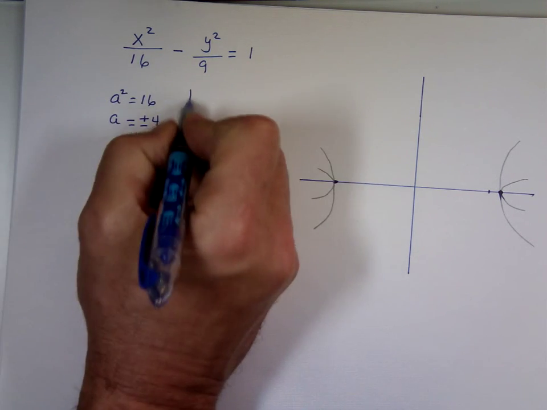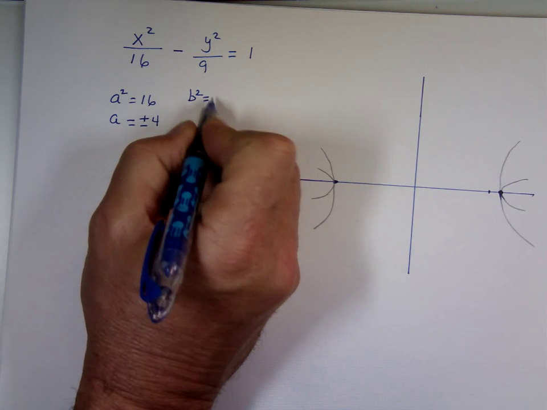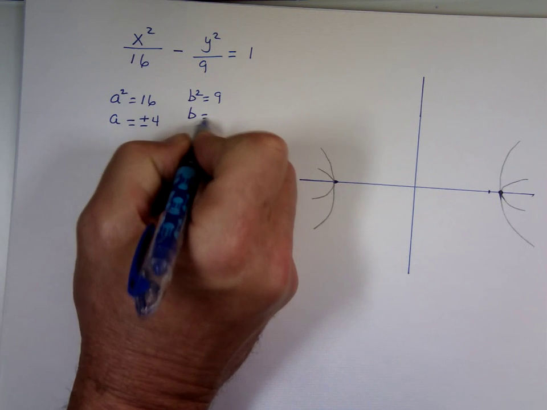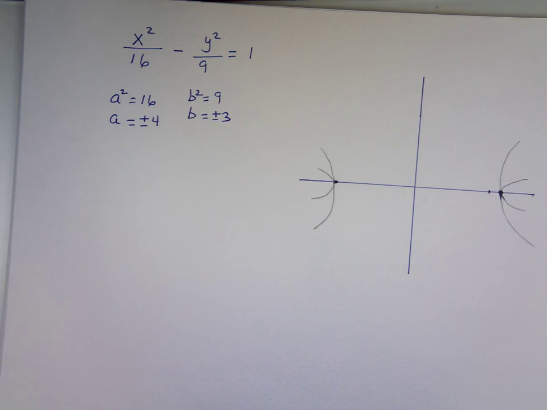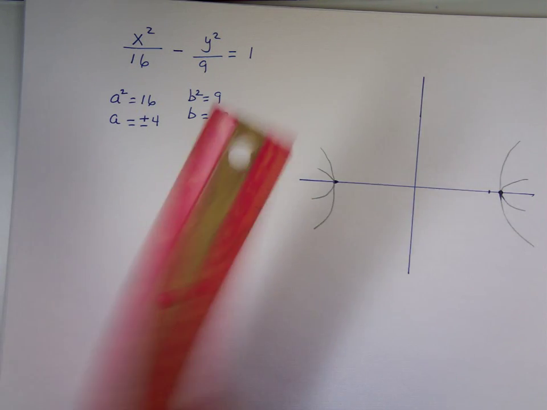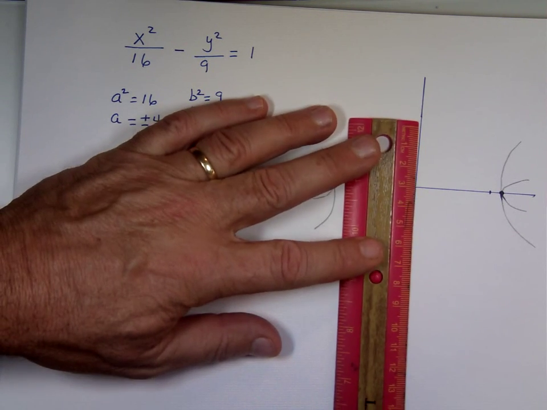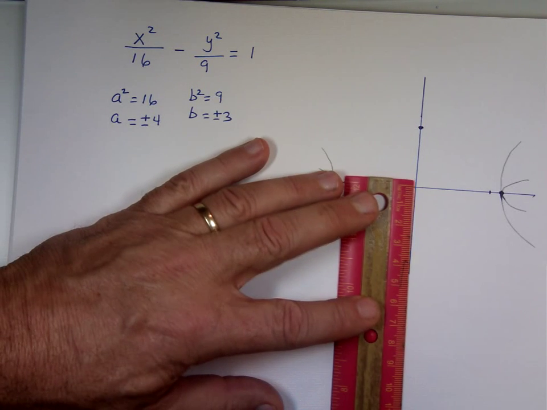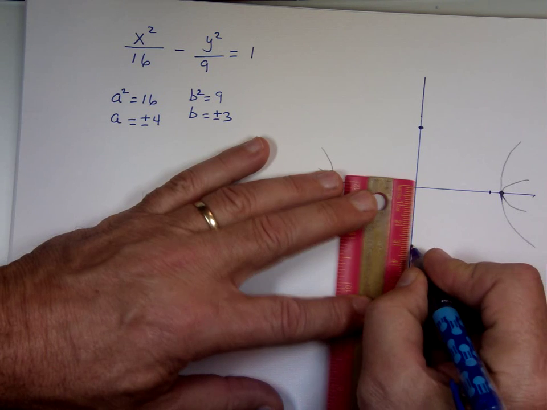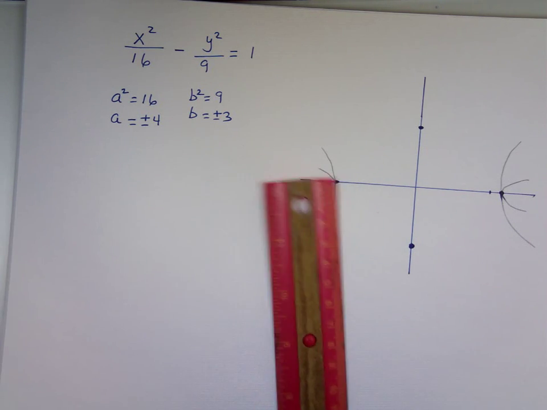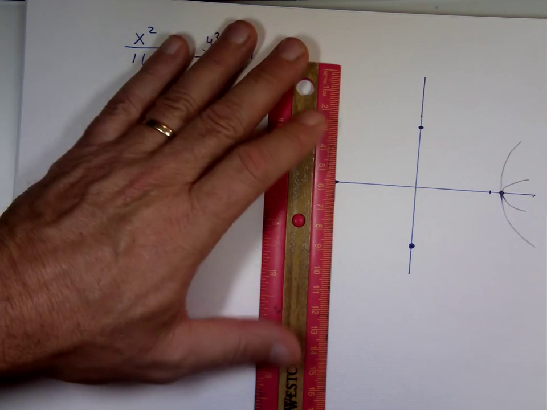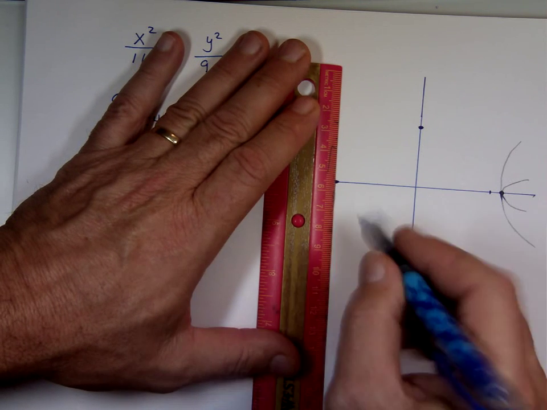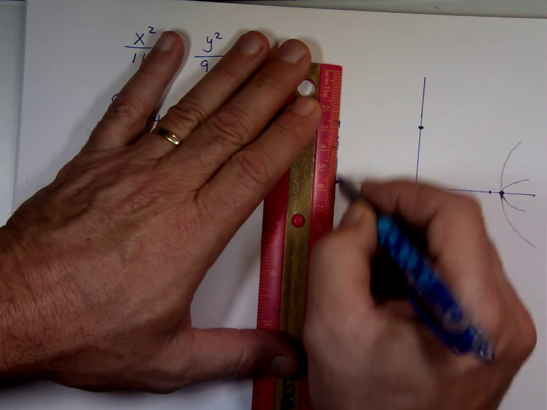What's B squared equal to? 9, B equals plus or minus 3. So let's go up 3 units and down 3 units. Up 3, which is right here, and down 3, right here. And what I normally do is build a box going through all these 4 points, a rectangular box. Here we go.